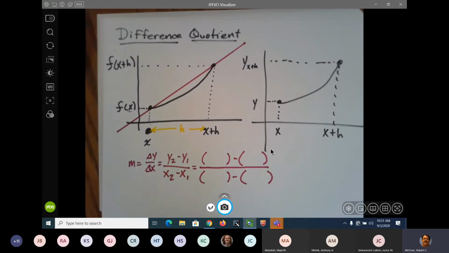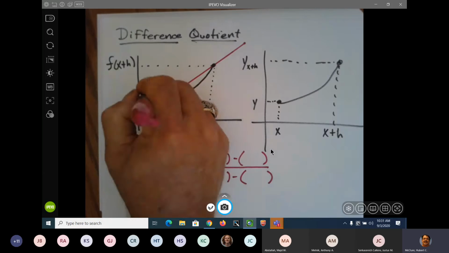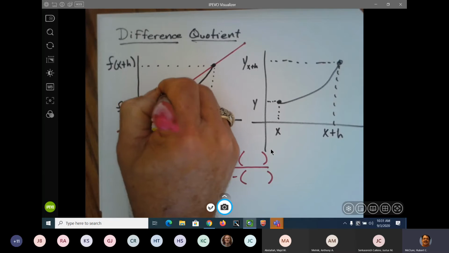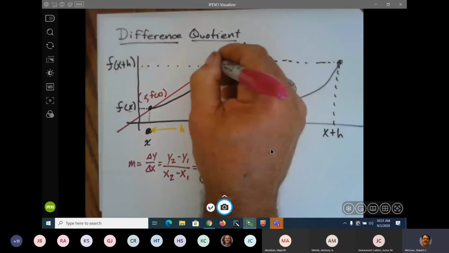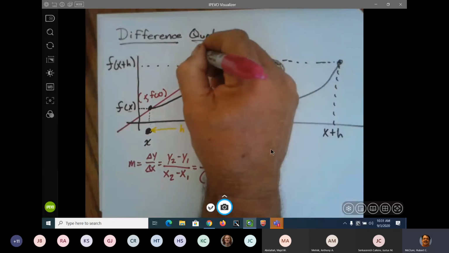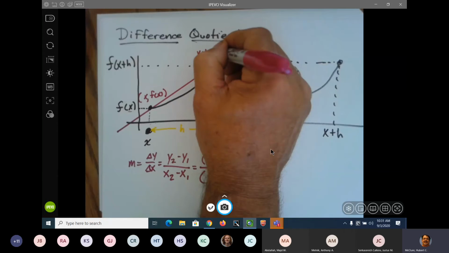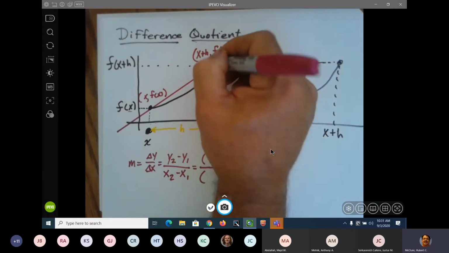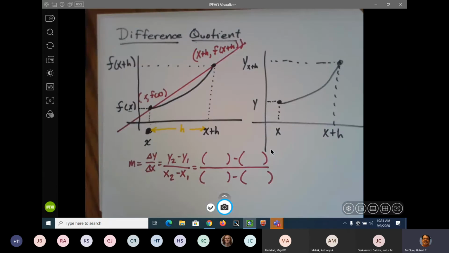Let's make this point X, comma, F of X. Put parentheses around it. And this point is X plus H, comma, F of X plus H. And that's that point. So somebody plug and chug for me and tell me what the slope of that magenta line is. Anybody want to take a stab at it?